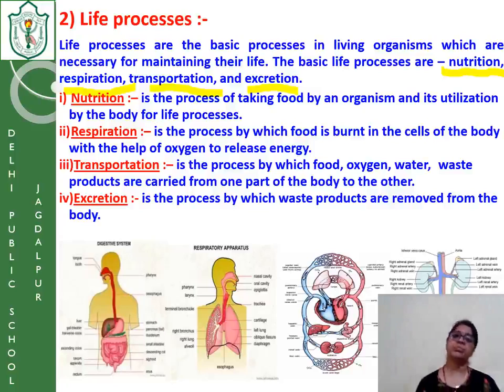Okay, next is respiration, the process by which food is burnt in the cells of the body with the help of oxygen to release energy. Now, I think all the students must be aware where this respiration process takes place inside the cell: in the mitochondria. Yes, inside the mitochondria, the food that we have eaten comes in contact with the oxygen, and the oxygen breaks down the food into simple components, as well as releases the energy from the food, which gets stored inside the mitochondria. So whenever and whatever amount of energy we need, the mitochondria releases it in the form of the energy currency, that is ATP.